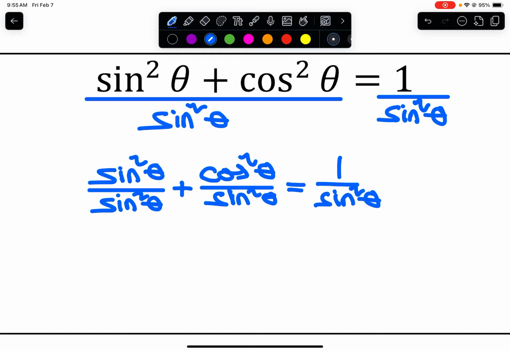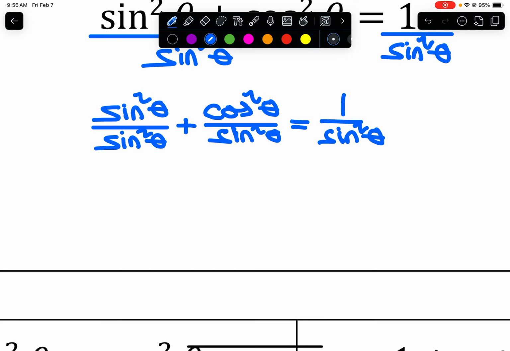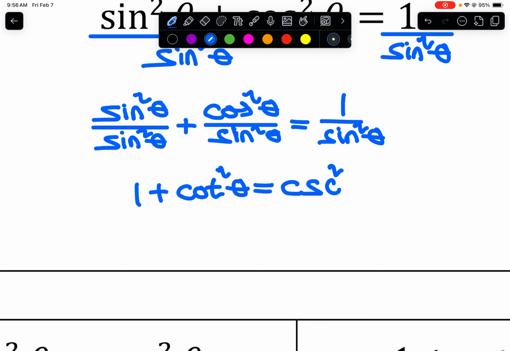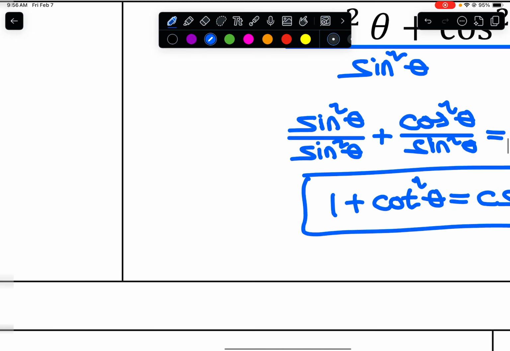When you divide everything by sine squared theta, this should be what you get so far, and then you're going to simplify. This is going to leave you with 1 plus cotangent squared theta equals cosecant squared theta. Ta-da! So here's another one.